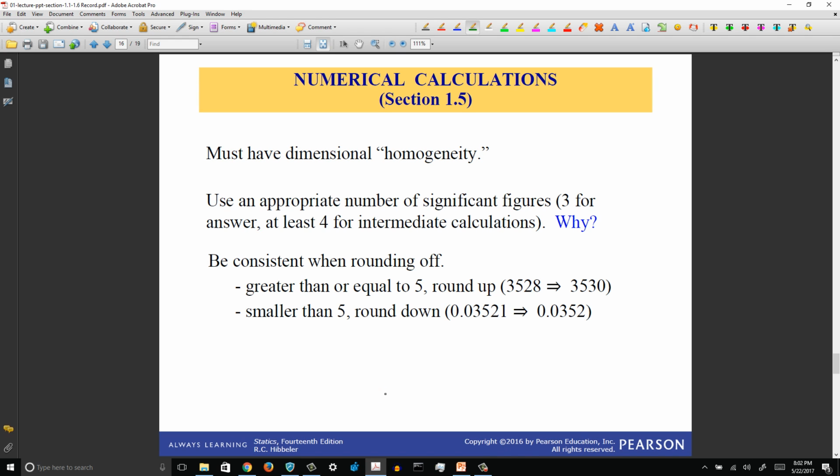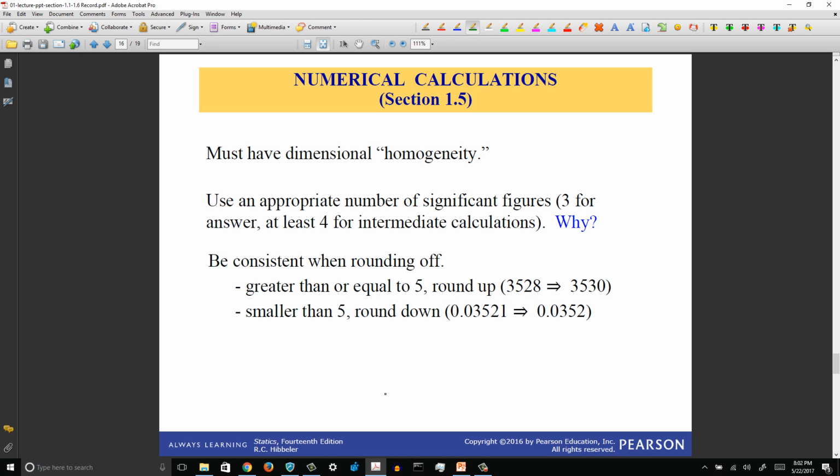Now, when you're doing numerical calculations, numerical work in engineering practice is most often performed by using handheld calculators and computers. It is important, however, that the answers to any problem be reported with justifiable accuracy using appropriate significant figures. And I will be grading on this, so pay attention. In this section, we will discuss these topics.